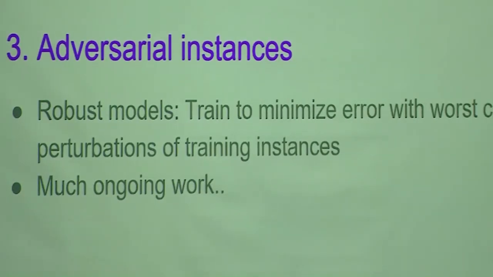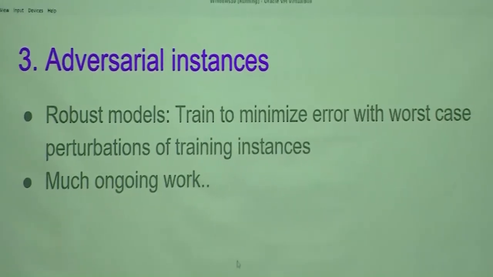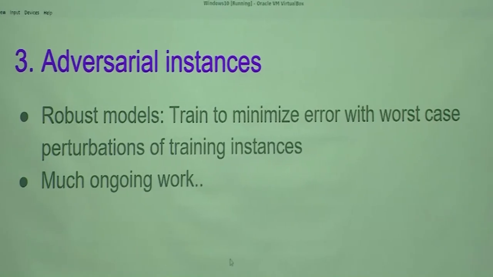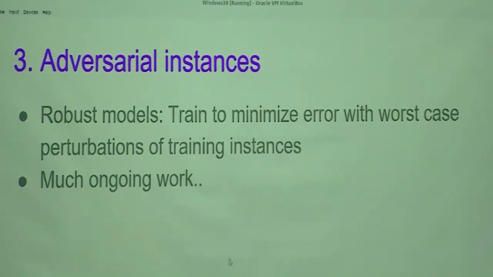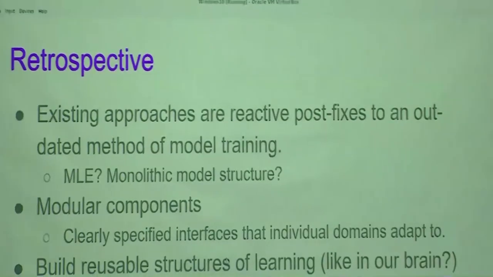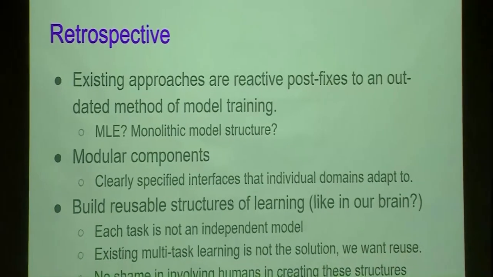Then we talked about adversarial instances, and there the recipe is to train robust models by using adversarial training methods, which try to minimize worst case performance perturbations of the training instances. But this is now a very active field. A lot of work is still happening in this area. So now I'll just conclude my talk with some thoughts for future work.